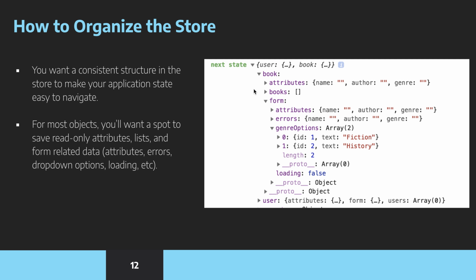Books is basically if you saved books that you want to look at later and you need to display them in a list, and there's an array to be able to do that. And then form is all the form related data. So we've got attributes of name, author, and genre, and then all of those attributes can have errors on them. So you need a spot for that. Genre options. So if genre was a drop down and you need to fill that drop down with options from the API, you're going to want to save that in the store. And then you need to know whether it's loading or not.